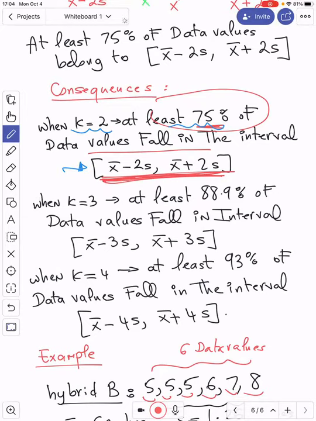So if in the problem you see 75%, it means that your k is 2. If you see 88.9% in the problem, then your k is 3, etc. I just used 75% because I wanted to see this interval, x bar minus 2s, x bar plus 2s. Of course, I can use a different percentage. The percentage is given in the problem.